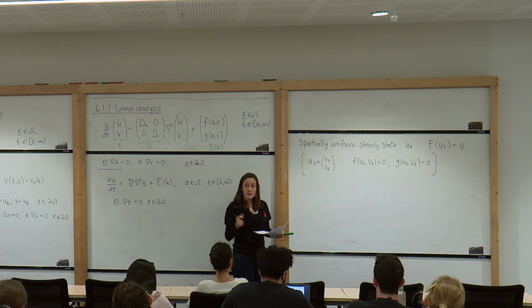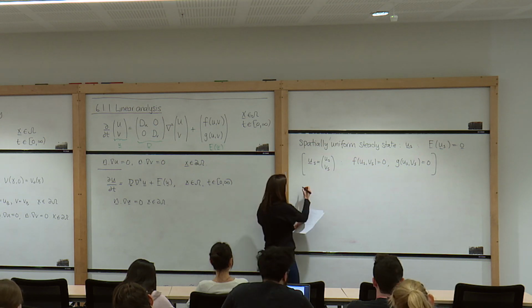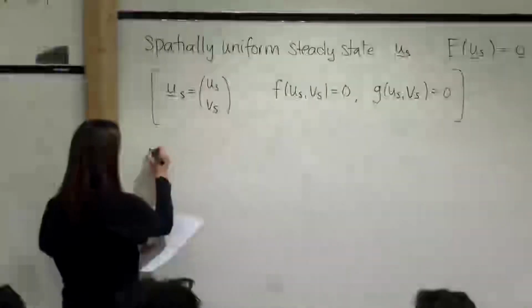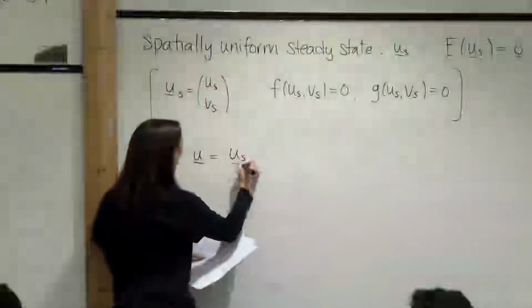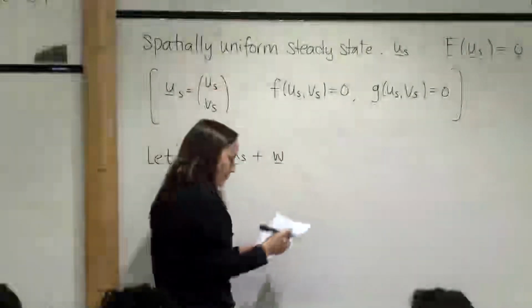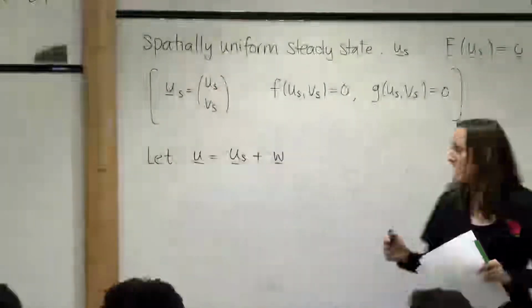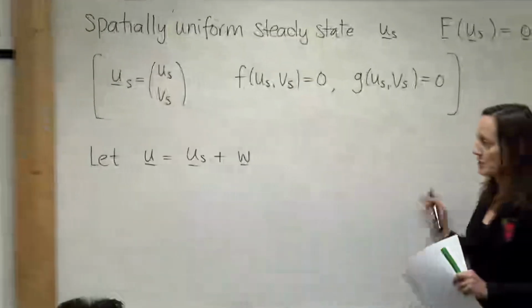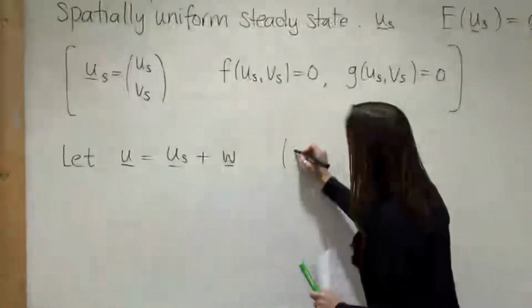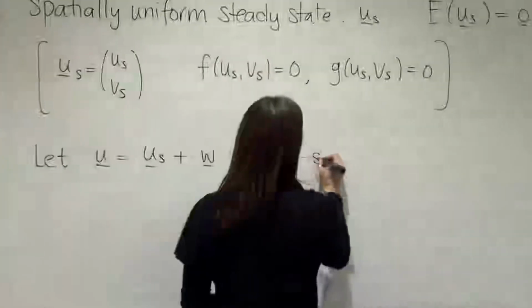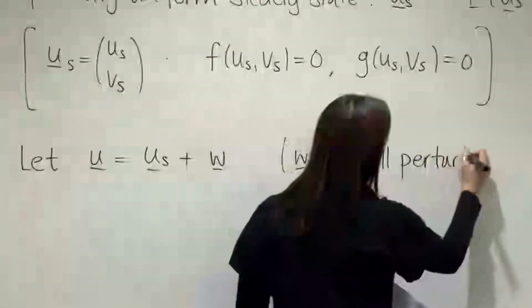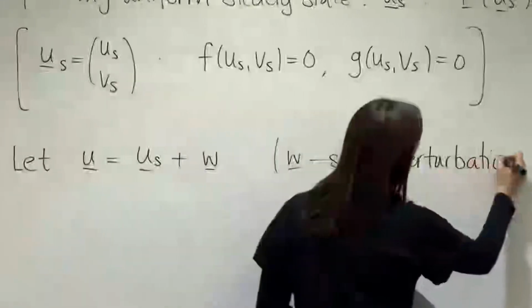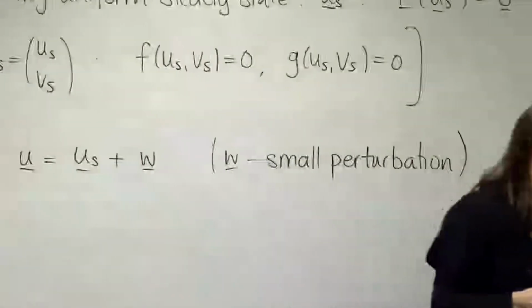So we want to make a small perturbation to this steady state. So let our vector u be equal to the spatially uniform steady state plus some perturbation w, where w is something that we always just want to be small. So it's a small perturbation.